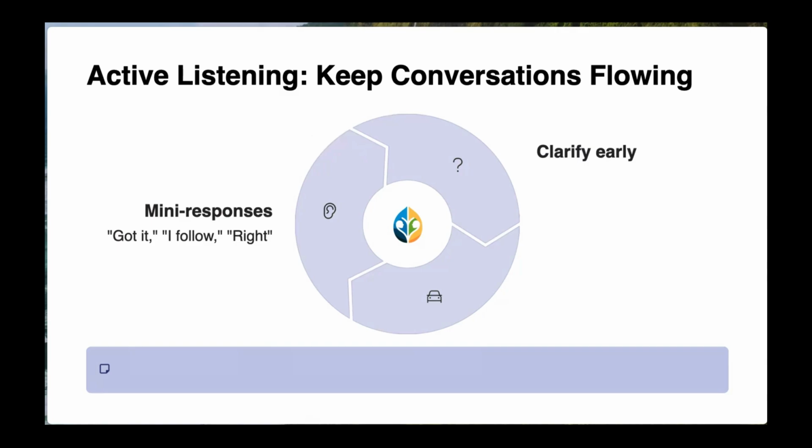Clarify early. There's no use letting a mistake or a misunderstanding go on. If there's something you're even remotely hesitant about, clarify early. Confirm deadlines. Confirm the scope of a project. Confirm who the owners of different areas of the project are. This is very normal business activity.